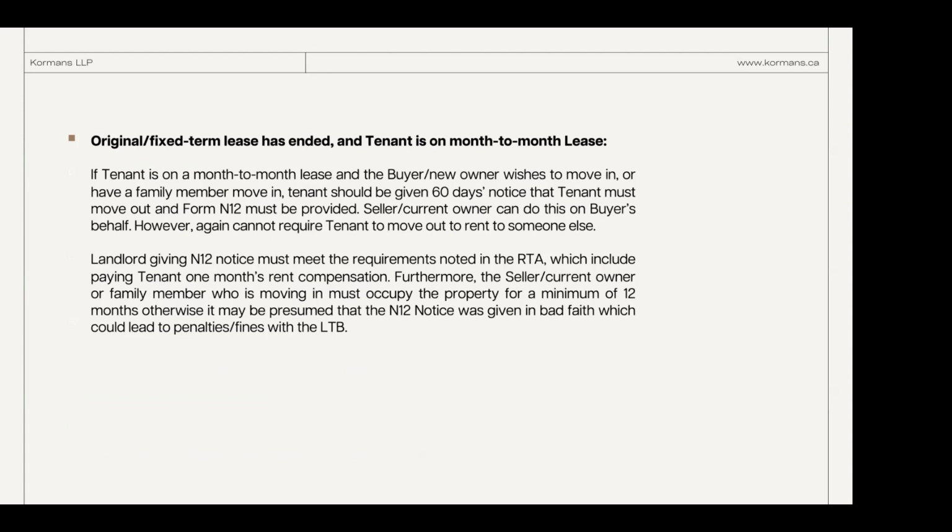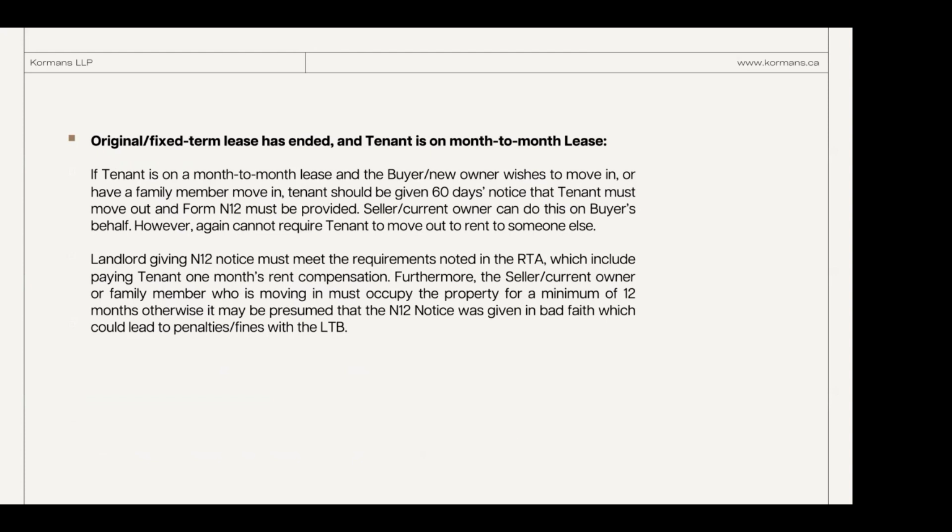So let's talk about when the fixed term has ended. Let's say there was a fixed term, parties entered into an agreement to lease or a lease document. They should be using the standard form of lease document in Ontario. And let's say it was for a 12-month period, a 1-year term, and that ends. When that ends, it doesn't mean the tenant has to leave. The tenant becomes a month-to-month tenant if the tenant wants to stay.